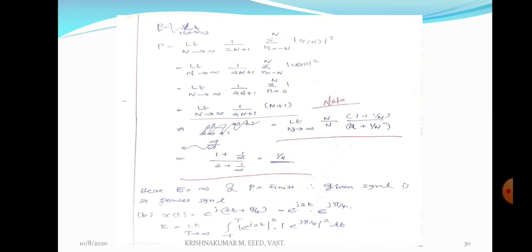If we take sigma n = 0 to 3, adding 1 from 0 to 3 comes 4 times. Adding 1 from 0 to n comes n plus 1 times. The answer is n plus 1. So limit n tends to infinity 1 by (2n+1) into (n+1) is equal to limit n tends to infinity (n+1) divided by (2n+1). From that, we take n outside.